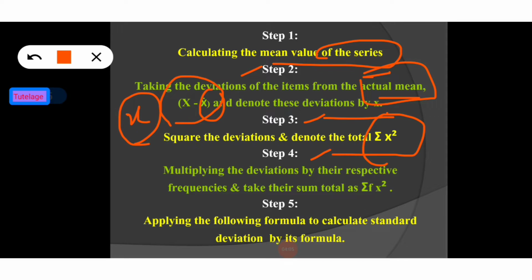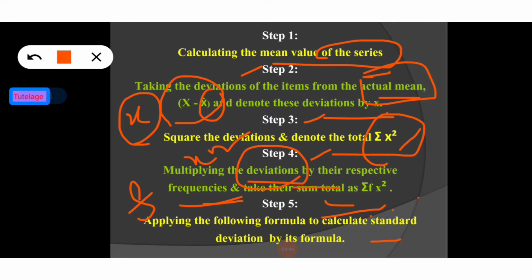So step number 4 is multiplying the deviation by their respective frequencies and taking their sum total. So x square, the squared deviation, is multiplied by the respective frequencies, that means f. So f into x square, and now taking their sum, that's why summation f x square. Okay, and now going to the last step, applying the following formula to calculate standard deviation.